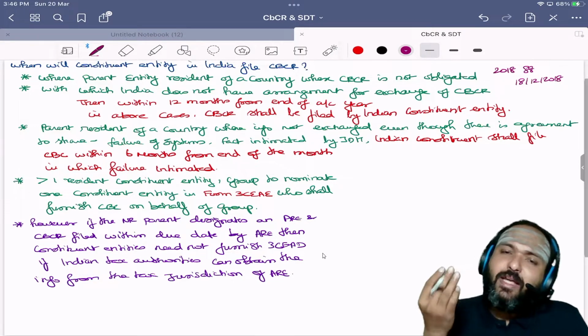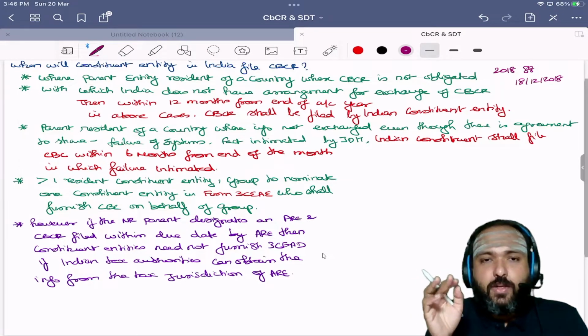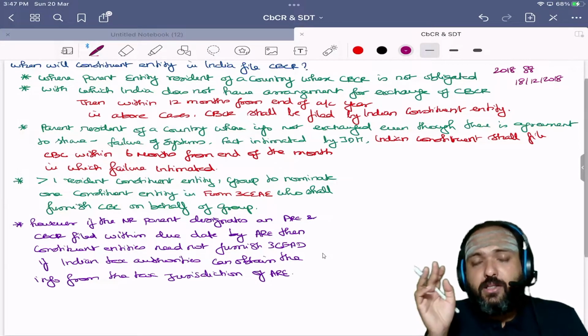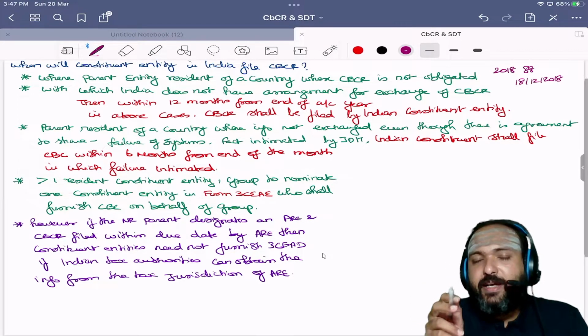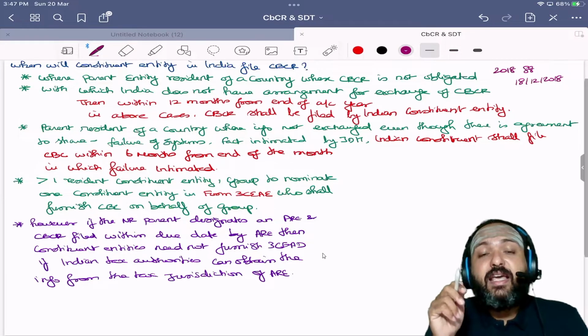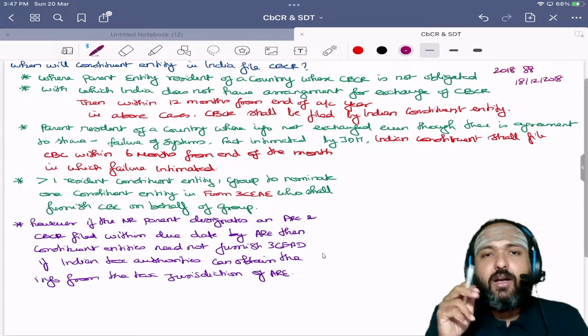So, sir, can it be in US itself? Yes, it can be in US itself. Can it be in India? It can be in India as well. But if it is in India, and there are two entities in India, they can designate one of the entities in Form 3CEAE as the alternate reporting entity.